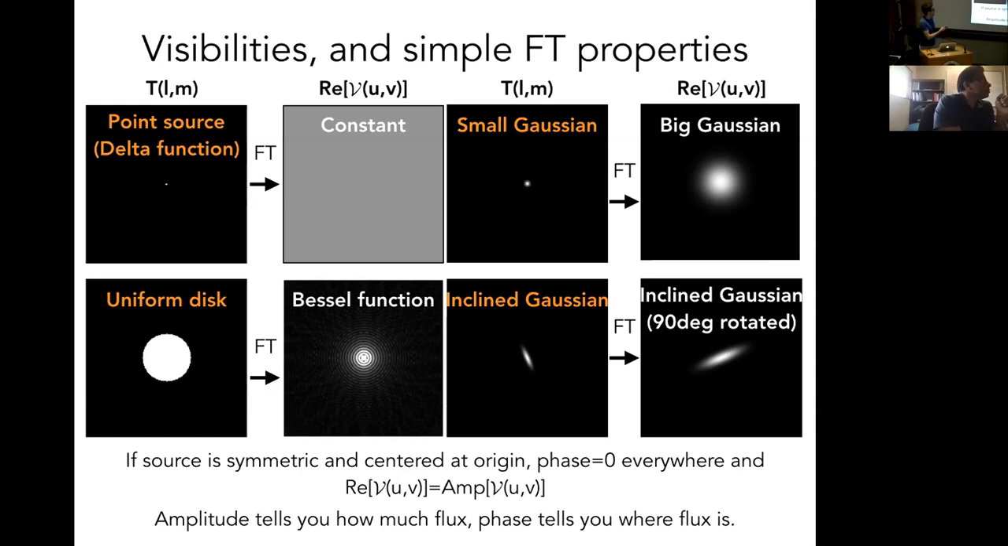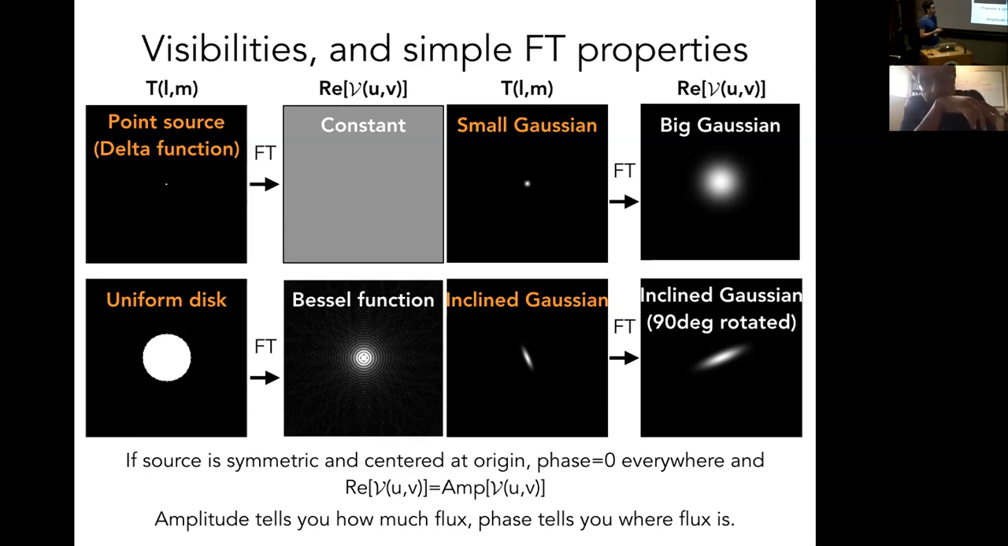Now, if the source is symmetric and centered at the origin, the phase is 0 everywhere. So here I didn't show phases, but the phase is 0 everywhere, and also the imaginary part will then be 0 everywhere. So if the source is symmetric and centered at origin, the phase is 0 everywhere, and the real part is the same as the amplitude. This is just mathematical: if you write down Euler's formula, you get this out right away.